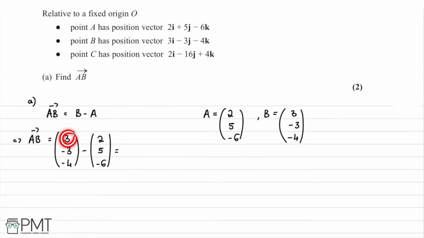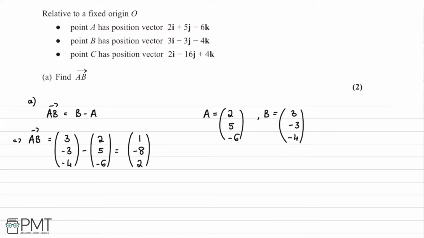So we're going to have 3 minus 2, which is equal to 1. We're going to have -3 minus 5, which is equal to -8. Then we're going to have negative 4, take away negative 6. So that's the same as negative 4 add 6, so that's equal to 2.